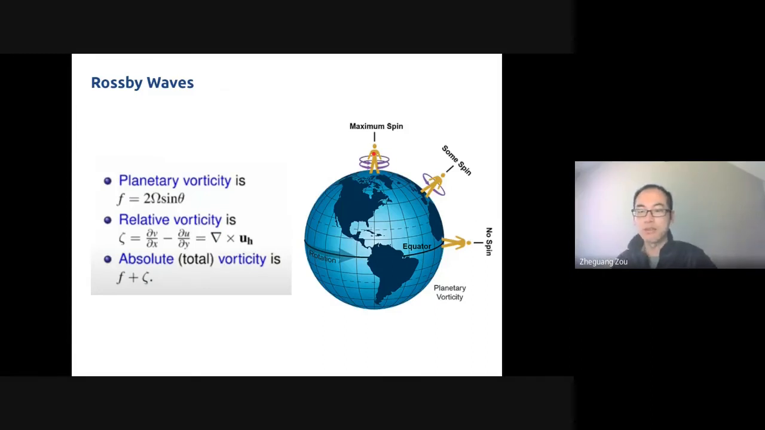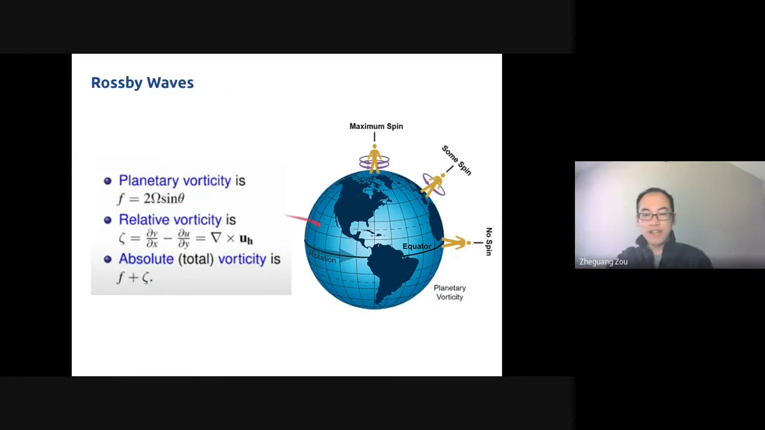So the Rossby wave is caused by the conservation of vorticity. We haven't defined vorticity yet. Okay, so the planetary vorticity is defined the same as the Coriolis frequency. It depends on the latitude. This part is constant. This is the rotation of the Earth. This is called the planetary vorticity.